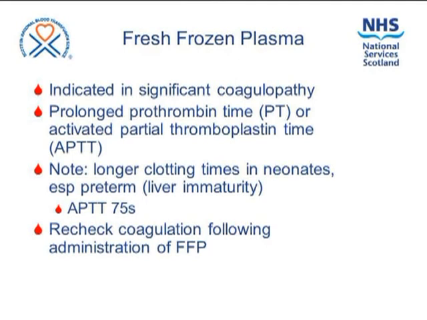The use of fresh frozen plasma is indicated for a significant coagulopathy, as indicated by a prolonged prothrombin time, PT, or activated partial thromboplastin time, APTT. It's worth noting that clotting times in neonates are longer than in older children and adults, particularly in the preterm group of patients due to liver immaturity, and an APTT of up to 75 seconds can be normal. The coagulation should be rechecked following the administration of FFP.